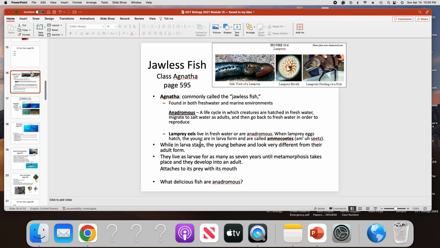So one of the examples of this are lamprey eels that live in freshwater. When the eggs hatch, the young are in the larva form and are called ammocetes. When they're in the larva form, the young behave and look differently from the adult, but they can live as larvae for as many as 7 years until a metamorphosis takes place, and then they develop into an adult. These lamprey can attach to their prey with its mouth. You can see the mouth here. It can be pretty aggressive.